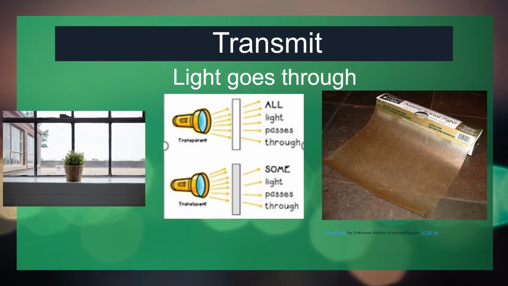Transmit. This is when light goes through. If we have a transparent object, the light will go through. All of the light will pass through. If we have a translucent object, some of the light will pass through. A clear window is an example of a transparent object. The light will be transmitted. Wax paper is an example of a translucent object. Some of the light we will see.